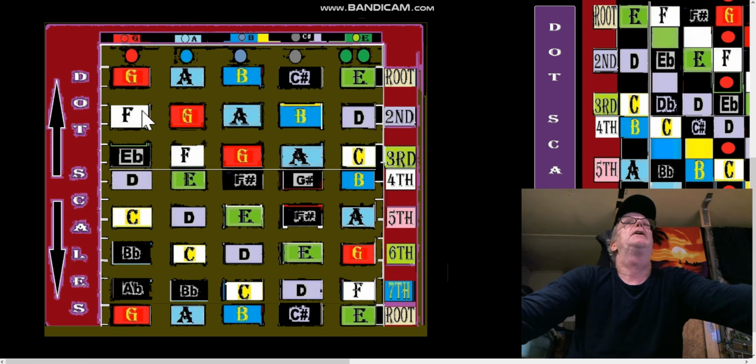Remember, a dot scale has 7, 8 members, right? And there's what, 5 dots: G, A, B, C sharp, and E.